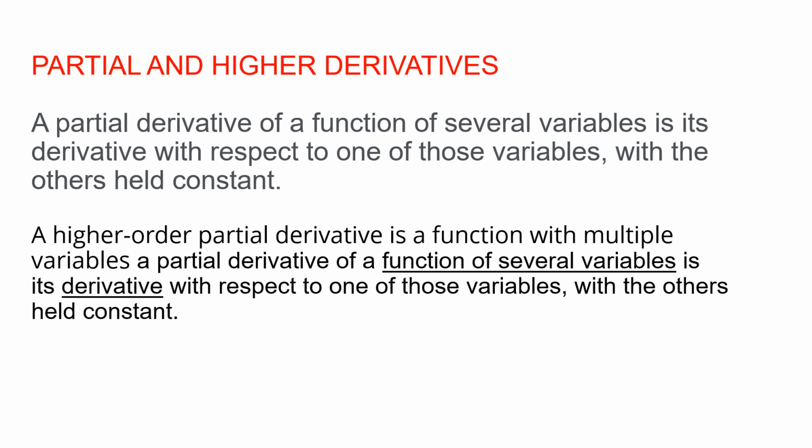Partial derivative of a function of several variables is its derivative with respect to one of those variables, with the others held constant. While a higher order partial derivative is a function with multiple variables, a partial derivative of a function of several variables is its derivative with respect to one of those variables, with the others held constant.